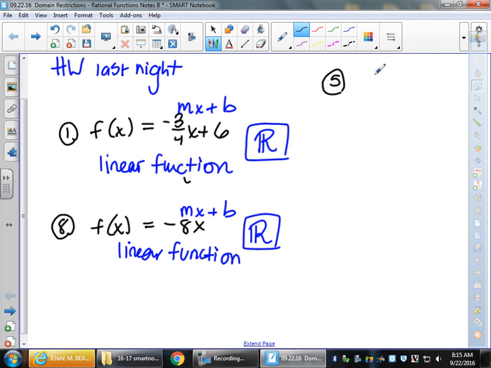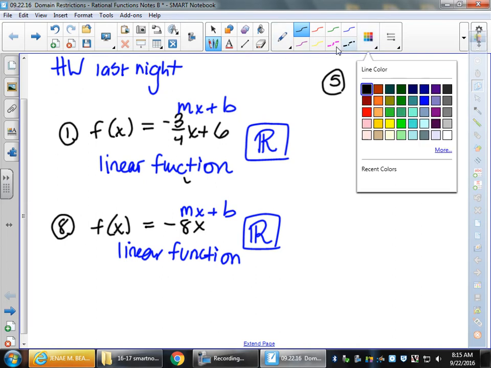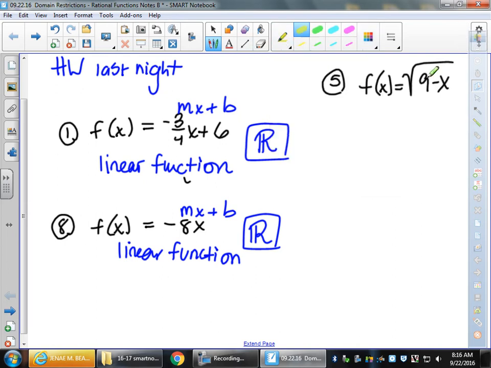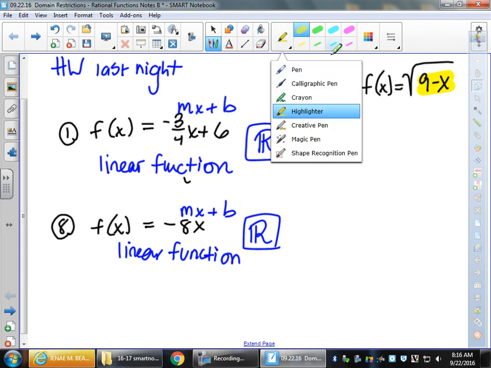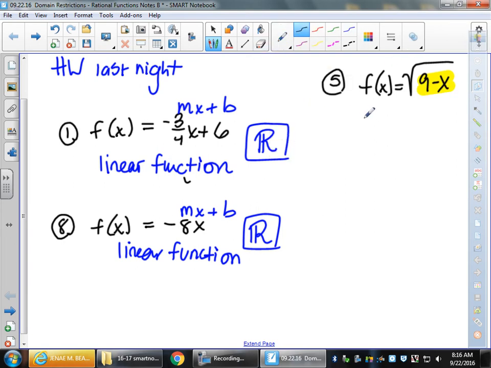5 says f of x equals square root of 9 minus x. What part of this should I be paying attention to? Just what's underneath. Good. So I'm going to highlight 9 minus x. What can we not take the square root of? Negative numbers. So how do I say that this can't be negative? What do I set this to? Greater than or equal to 0.